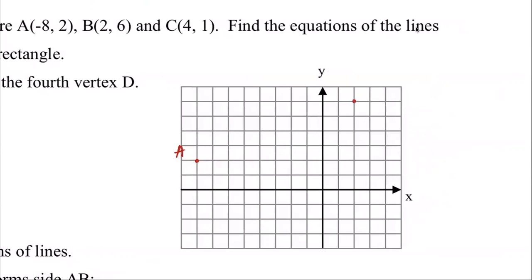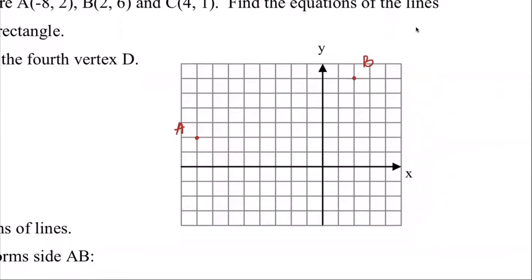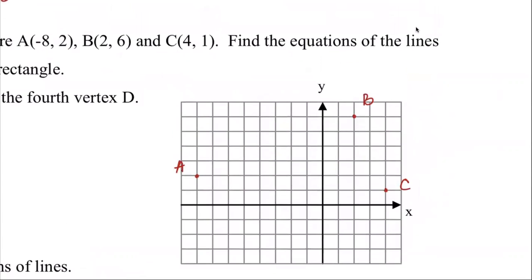This is B, right? C is 4, 1. So 1, 2, 3, 4, 1. So here. This is C, right? Now we join AB, BC. We can see it's roughly a rectangle after we find the fourth vertex. So we join AB and BC.